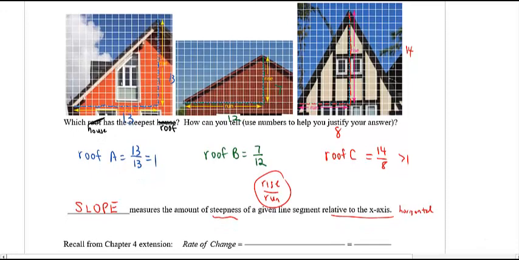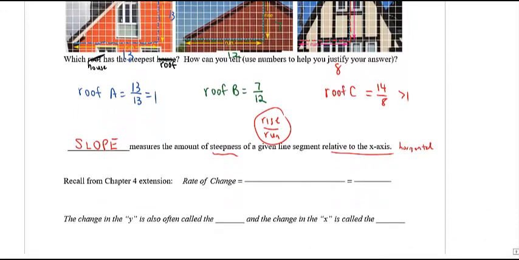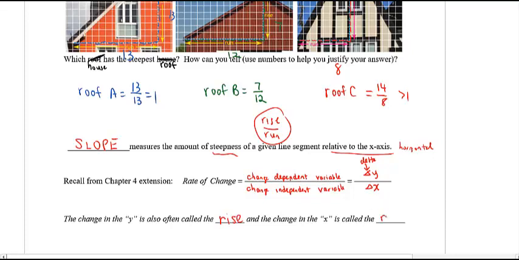And remember from the chapter 4 extension, we talked about a rate of change. That was the change in the dependent variable divided by the change in the independent variable. And sometimes we use this notation, delta y over delta x. That triangle means delta, which represents change. Well, this change in the y value, this delta y, is often called the rise. And the change in the x, delta x, is often called the run.